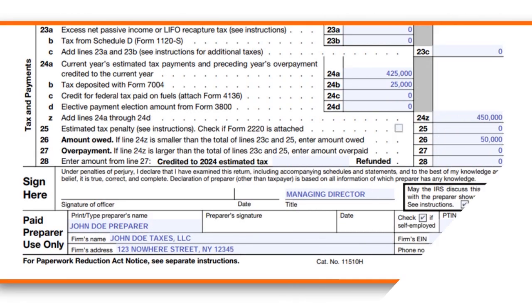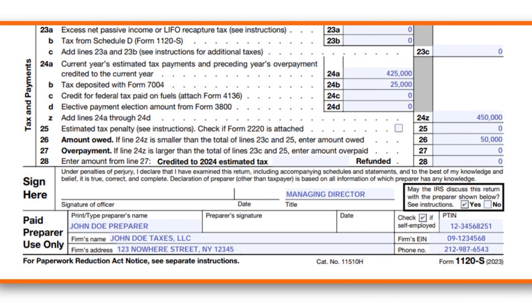Moving on, I want to show you tax and payments. We have line 23A, not applicable. 23B, not applicable. On 24A, you have to put the current year's estimated tax payments and the preceding year's overpayment credited to the current year. In our case, it amounted to $425,000. And the tax deposited with Form 7004 was $25,000. When you add those two on line 24Z, you have $450,000. And so the amount owed here is $50,000. There's no overpayment, and so there's no refund.